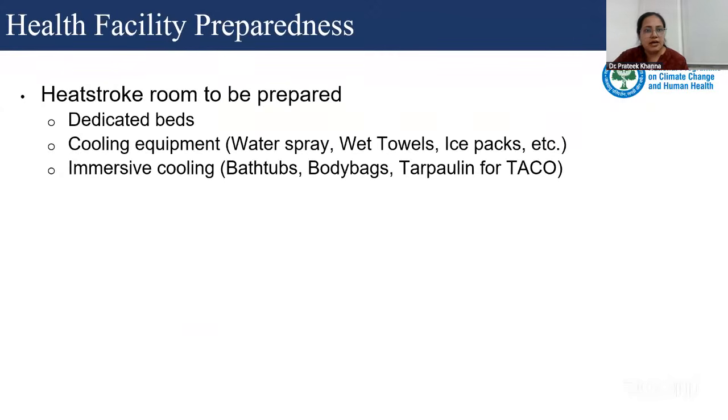As we all know, heat season has arrived and temperatures are surging, so we have to prepare our heat stroke rooms. As you can see on the screen, the basic requirements in heat stroke rooms are a dedicated bed for the patient, and cooling equipment like water sprays, wet towels, and ice packs. For immersive cooling, we should have bath tubs, body bags, and tarpaulin for the tarpaulin-assisted rapid oscillation method for cooling the patient.